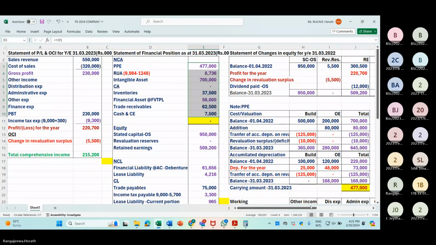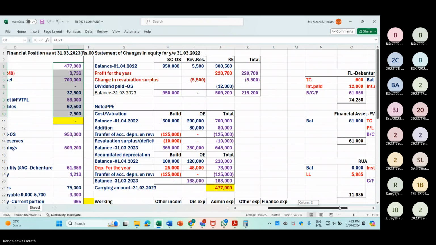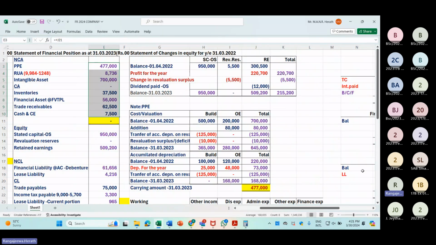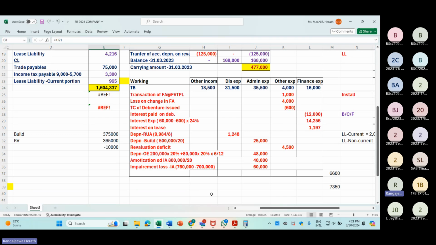Wrong. Wait, I have not taken this profit calculation, right? So I have to take these other income and expenses, that part I have not completed. So we'll take these expenses and other income for the profit calculation. Take all this: other income, distribution expense, other expense, finance expense. Take the totals.